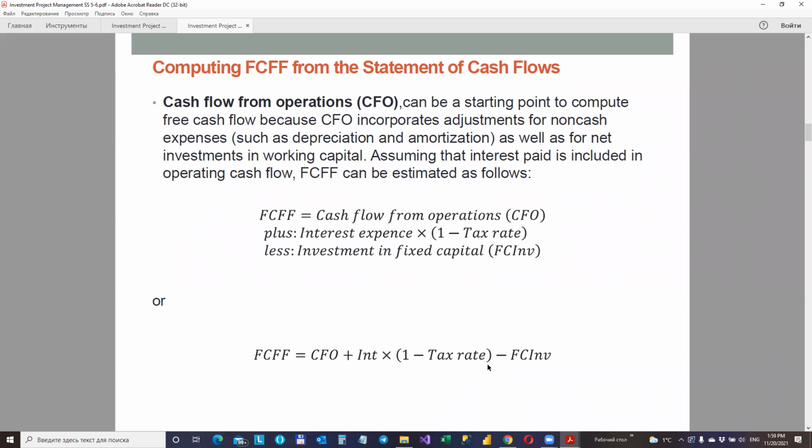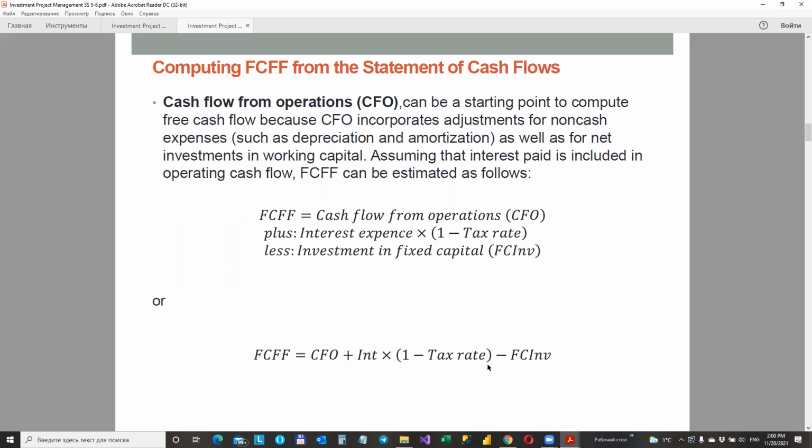Most IFRS reporting European firms choose to classify interest paid within the operating cash flow section of the statement of cash flows. This will be discussed later. Assuming that interest paid is included in operating cash flow, free cash flow to the firm can be estimated as follows. You can see the formula here.